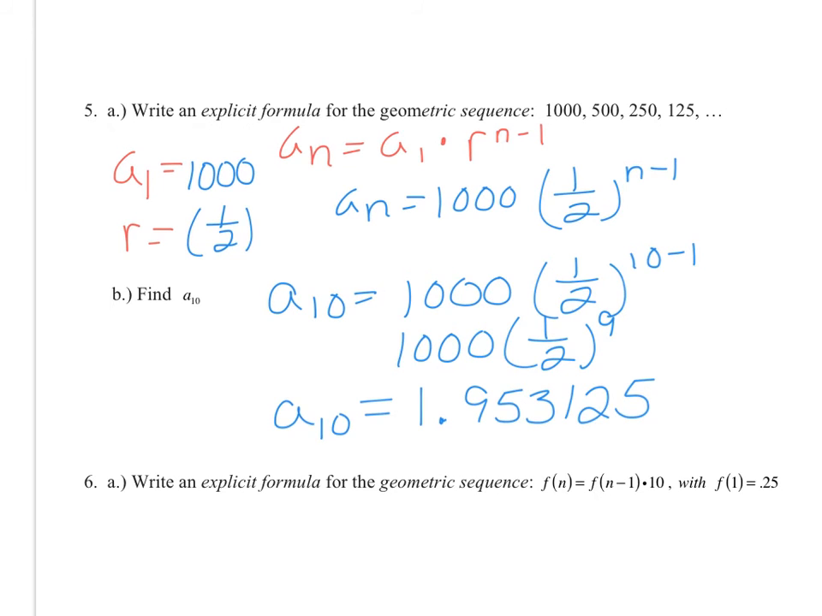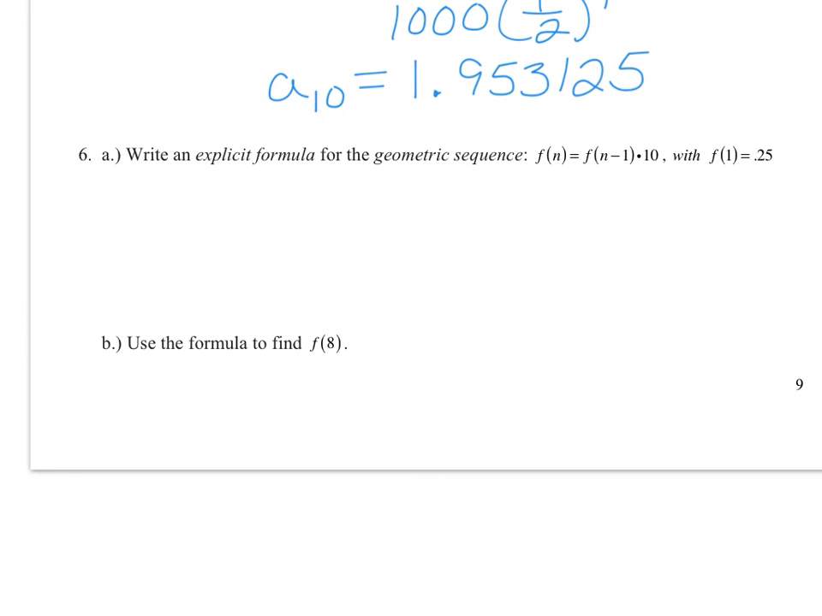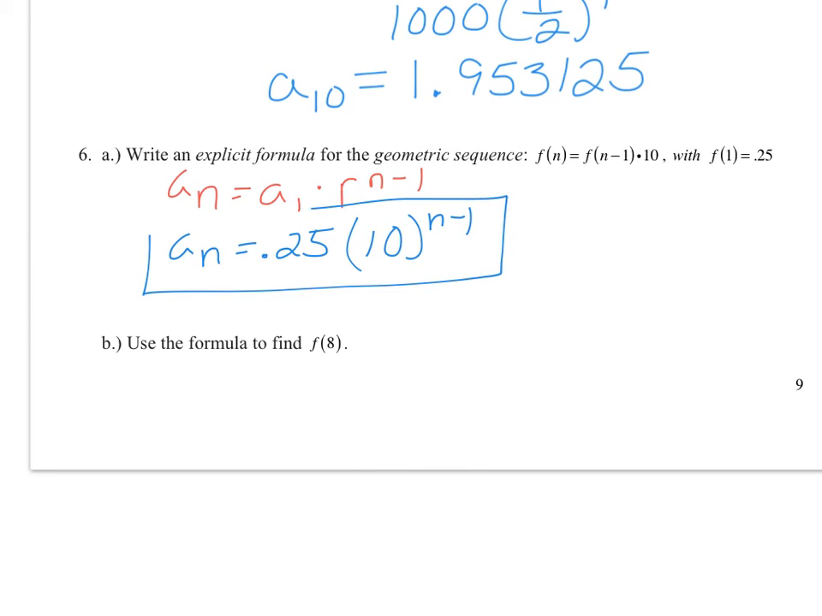All right, let's take a look at number 6. Write an explicit formula for the geometric sequence. So the recursive is times 10, and the first term is 0.25. So let's see if we can write an explicit. So it would be a sub n equals a sub 1 times r to the n minus 1. I know my first term, so it would be a sub n equals 0.25. My r is, what am I multiplying there? What is it showing I'm multiplying there by? Yep, you're right, 10 to the n minus 1. So there's my explicit formula.